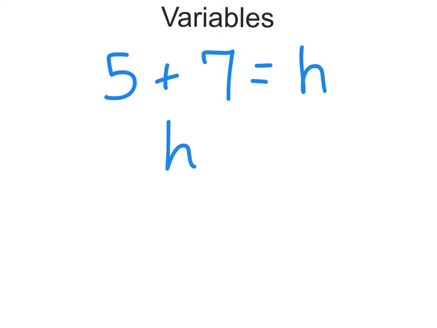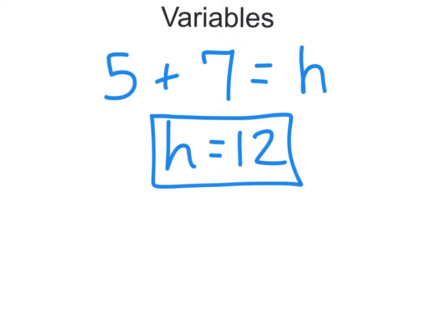Here's another equation with a variable. 5 plus 7 equals H. What does H equal? Well, 5 plus 7 equals 12, so H is equal to 12. The variable takes the place of a number, so sometimes we use letters instead of numbers.